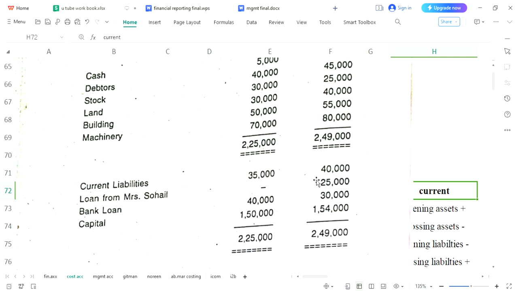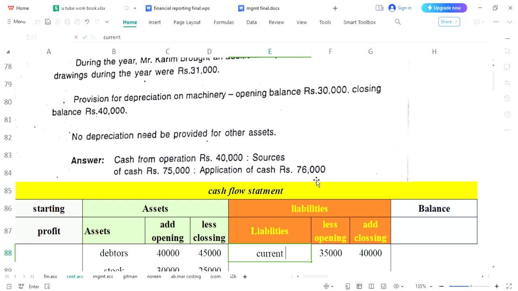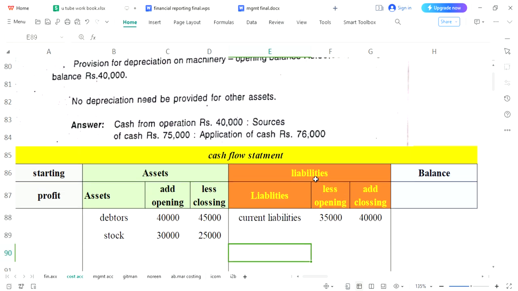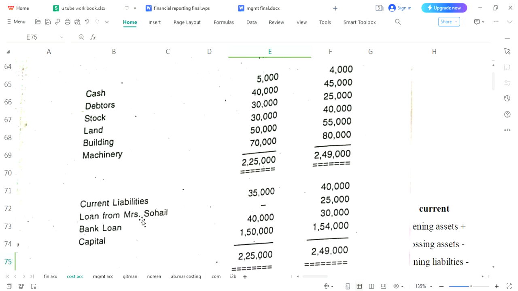Those 35 and 40 are current liabilities, and 40, these are current liabilities. So you may write it as it is. Okay, now you can see that all liabilities have been written, because this loan, bank loan, capital, these are not current liabilities. Current liabilities are clearly mentioned by their heading. Remaining everything we will consider as fixed liabilities.